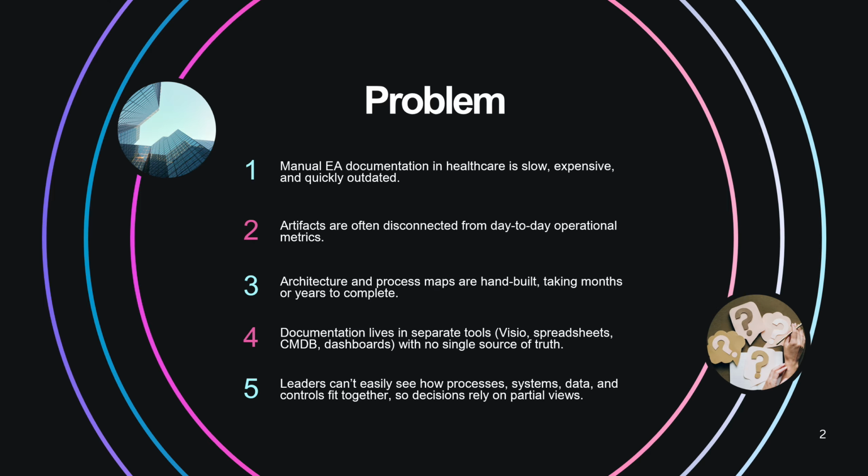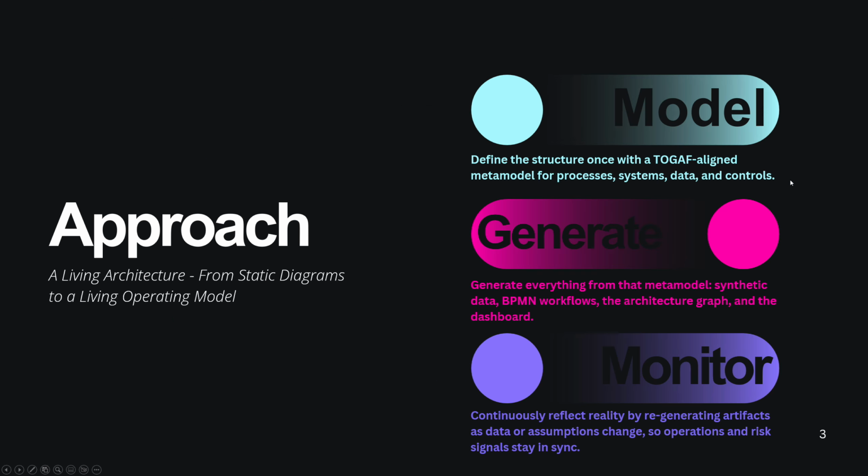Documentation lives in separate tools: Visio, spreadsheets, CMDB, dashboards, with no single source of truth. So in comes the meta model to solve that problem as well. And leaders can't easily see how processes, systems, data, and controls fit together, so decisions rely on partial views. The approach here is a living architecture: from static diagrams to a living operating model. Basically, enhance your metadata model up front to serve automated artifacts and data over time.